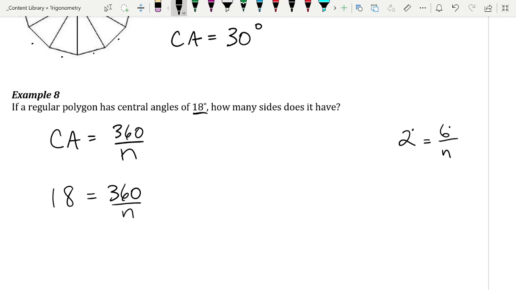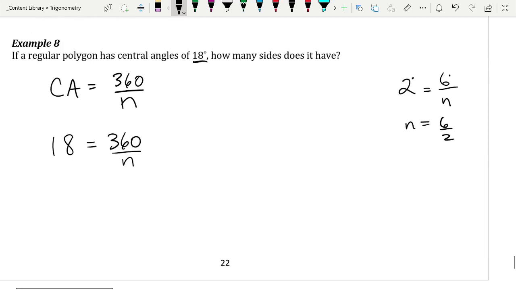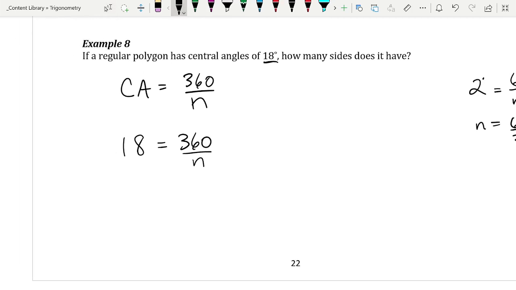So how do you end up with a 6 divided by 2? Well, the 2 and the n switch spots. Ooh, that looks a little bit like the way sine law worked, right? Things cross and multiply, they switch spots. So that's what's going to happen over here. The 18 and the n switch spots. And I don't need a calculator for that either. How many 18s go into 360? 20 of them. So that's a 20-sided figure.